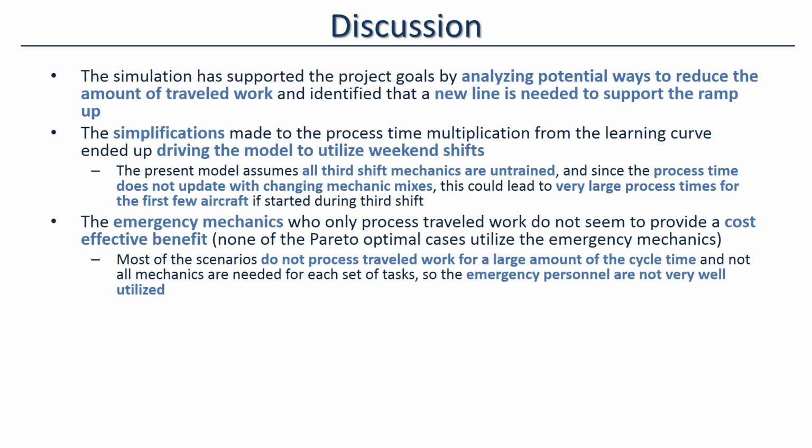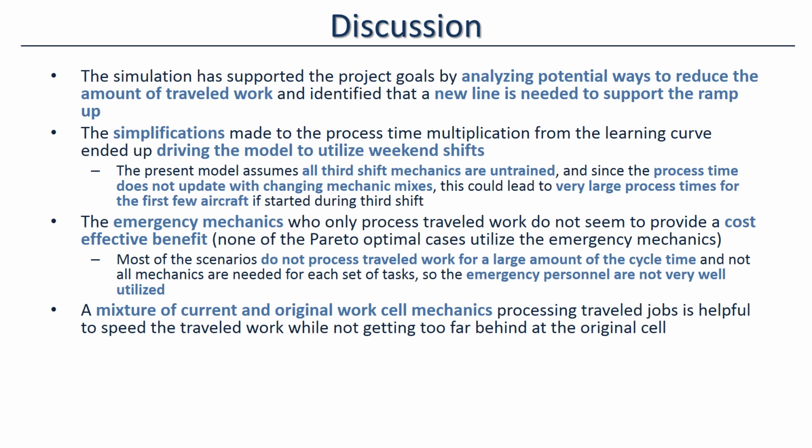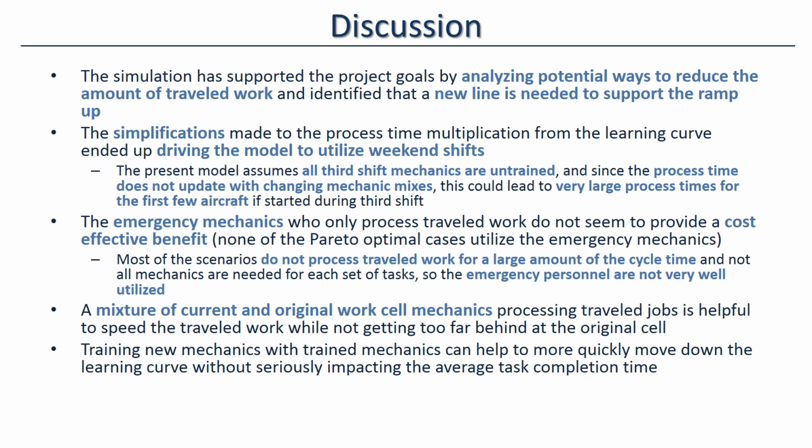The emergency mechanics really don't seem to provide a cost-effective benefit, really because they're not utilized very highly. A mixture of current and original work cell mechanics processing travel jobs could be helpful to speed traveled work, while not getting too far behind on the original cell. And training new mechanics with the already trained mechanics really helps us move down the learning curve more quickly while not incurring huge process time increases during training.